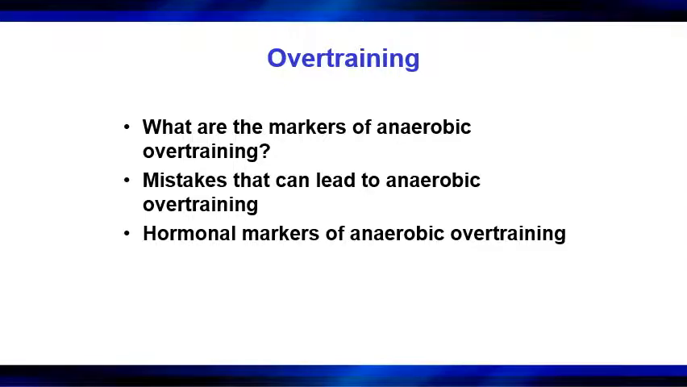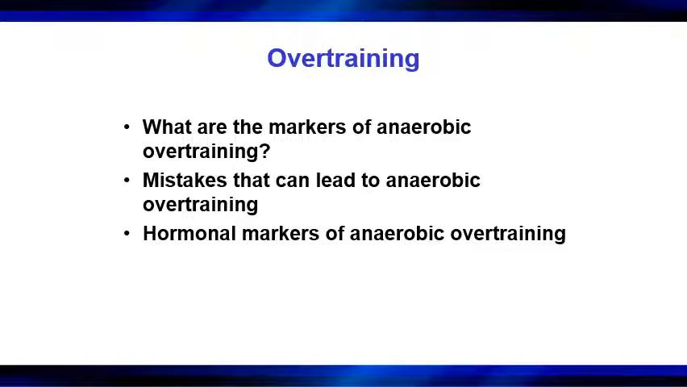The hormonal markers of anaerobic overtraining. Again, there's going to be an endocrine response to this. One thing you'll look at is a testosterone to cortisol ratio being thrown off. There'll be an increase in cortisol because of the stress response. There'll be a blunted response of pituitary hormones. So a lot of the pituitary hormones will be not functioning. They won't be released as much.